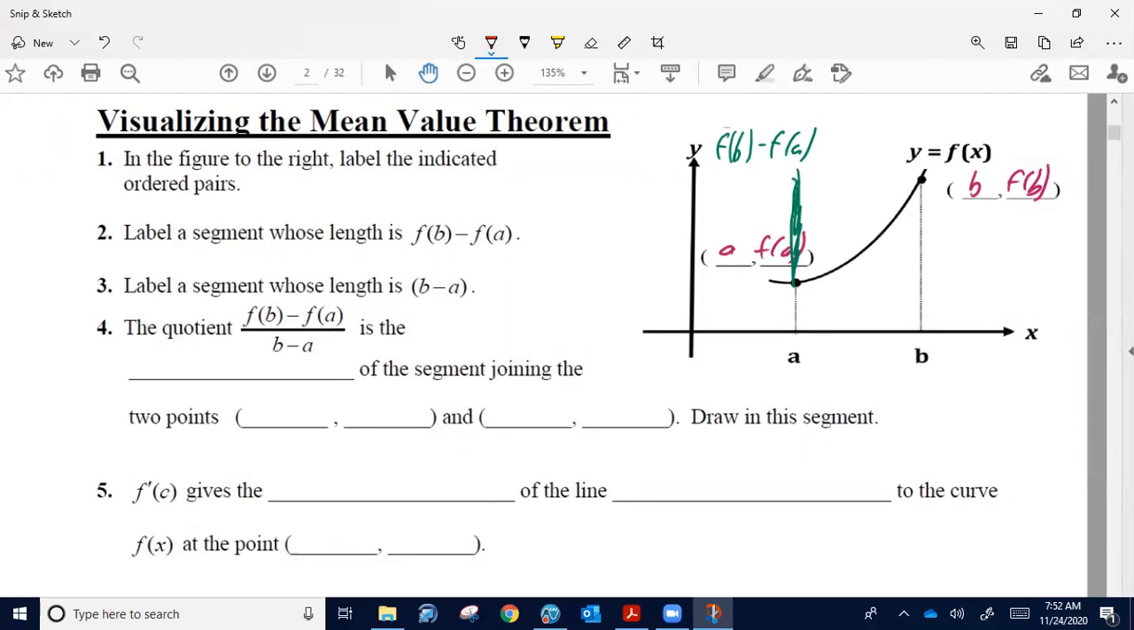Label a segment whose length is B minus A. So here's B, take away A. B minus A. Then the quotient, F of B minus F of A over B minus A. That's rise over run, the slope of the segment joining two points, B, F of B, and A, F of A.